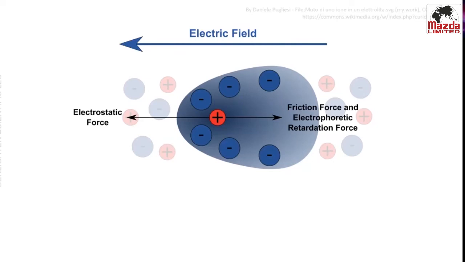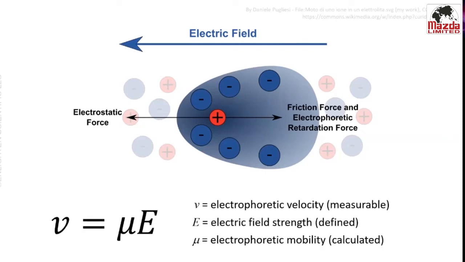The resulting terminal velocity will be proportional to the electric field, and the proportionality constant is called the electrophoretic mobility, mu. At the same time, the diffuse layer of ions around the particle will try to move in the opposite direction, towards the other electrode. Clearly, there's going to be some kind of balance between the two.